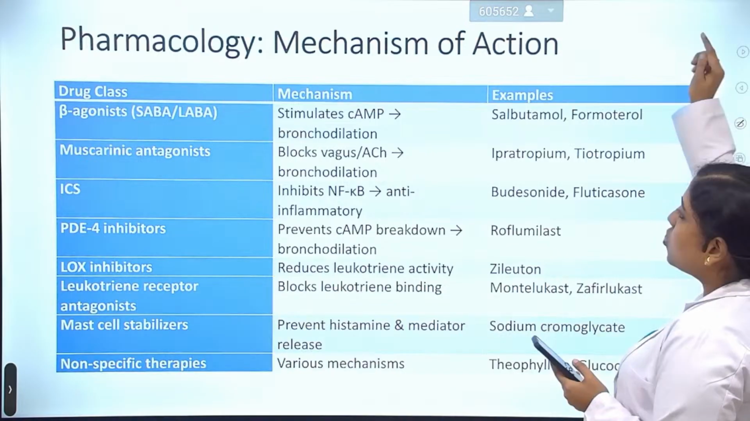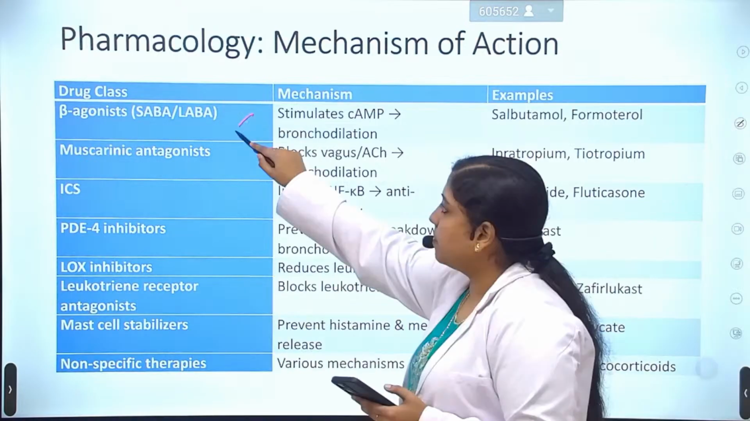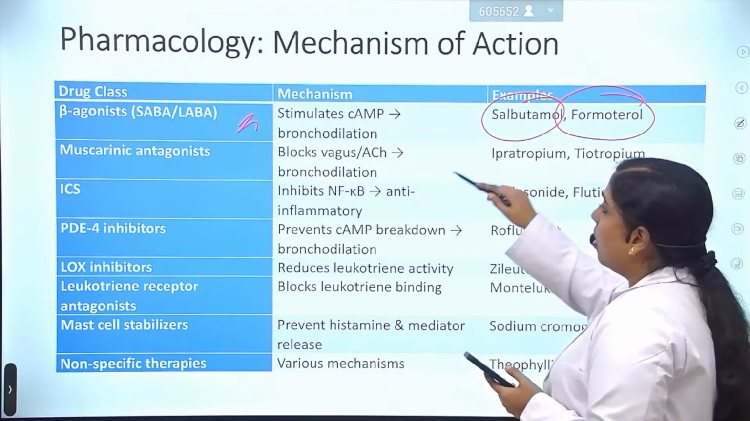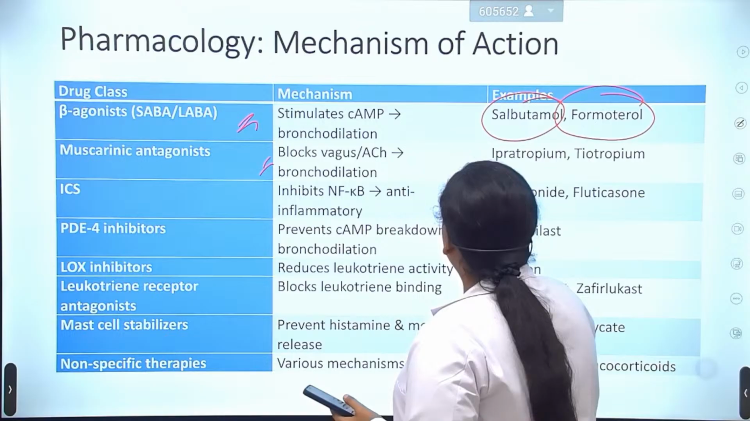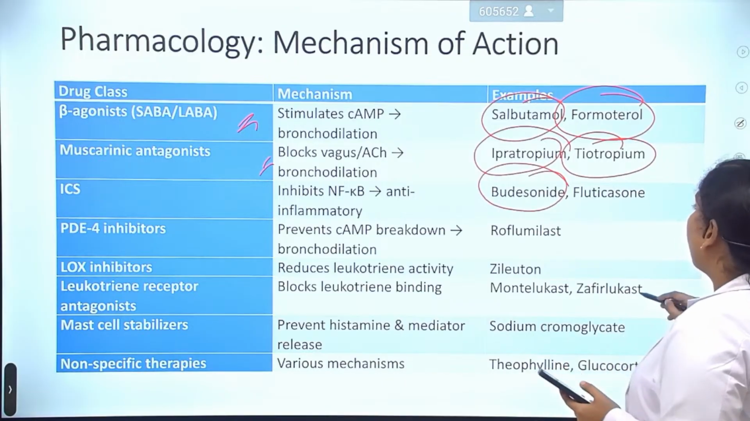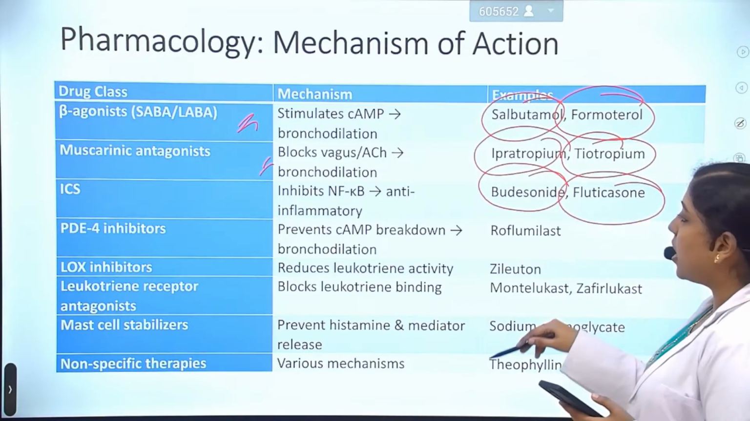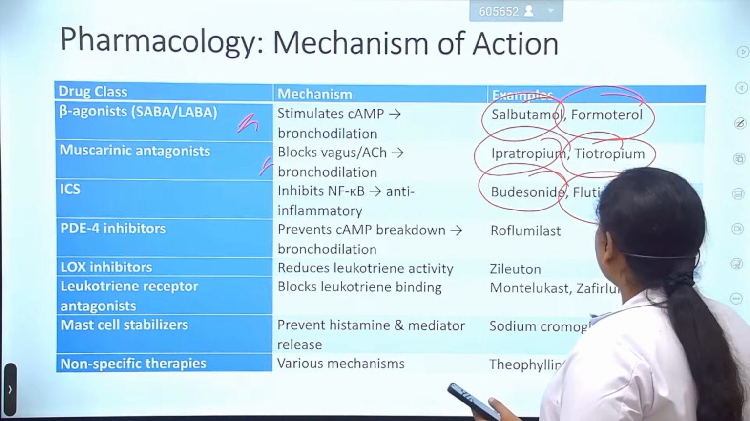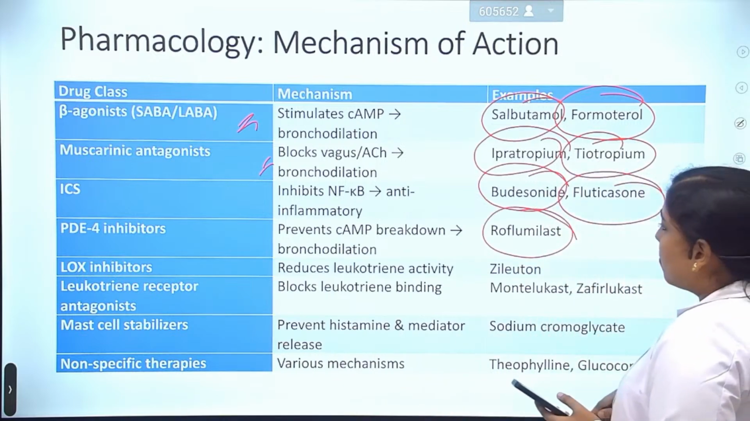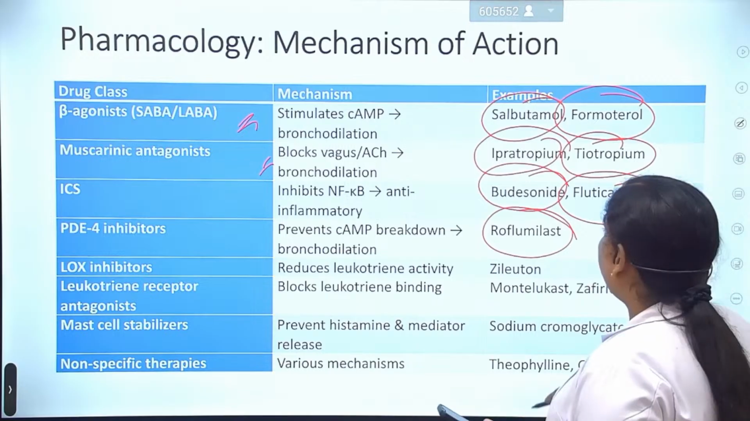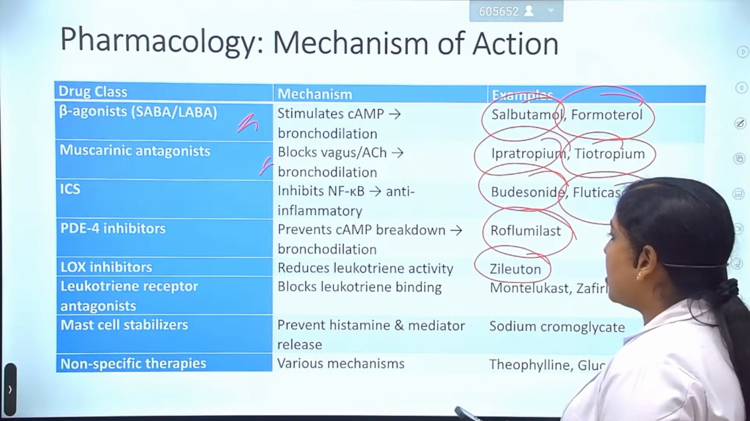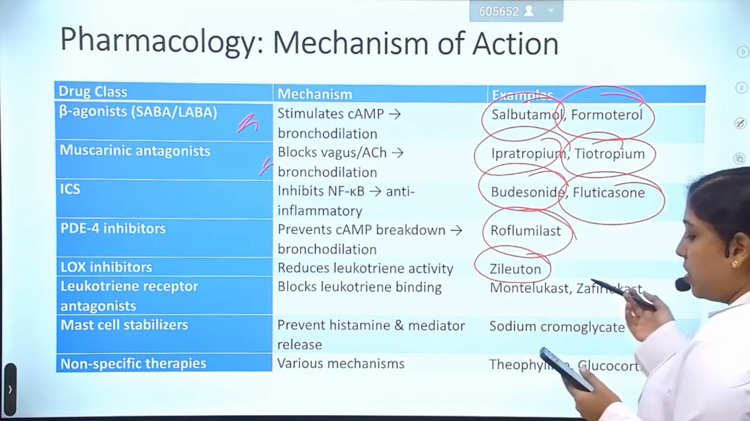So the example for beta agonist, SABA and LABA, that is your salbutamol and formoterol. Muscarinic antagonist, that is your ipratropium and tiotropium. Inhaled corticosteroids, it is your budesonide and your fluticasone. And PDE4 inhibitors, that is your roflumilast. And LOX inhibitors, that is your zileuton. And your leukotriene receptor antagonists, mast cell stabilizers, or the other additional components which you administer for these patients.